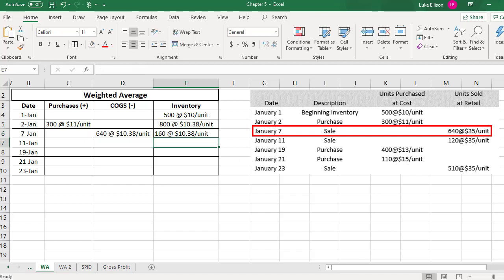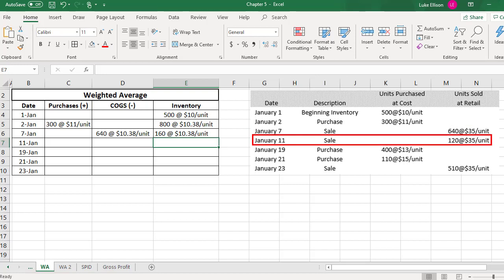Remember, we only need to calculate a new cost per unit each time there is a purchase. And since there were no purchases on January 7th, we can keep the $10.38 cost the same. On January 11th, we sold 120 more units. Since we made a sale, we will be using the cost of goods sold column. Again, we can use the cost of $10.38 since all of our inventory has been averaged at that same cost.